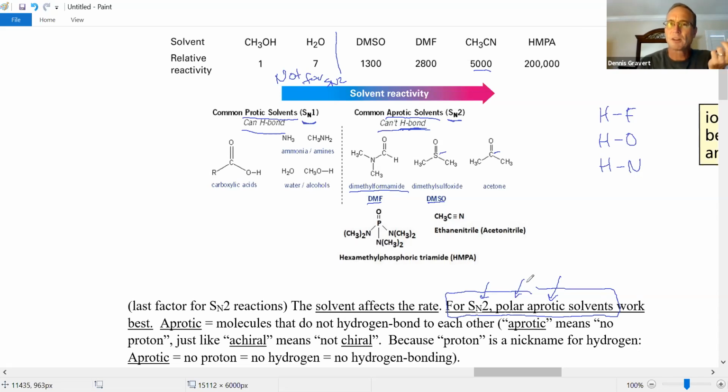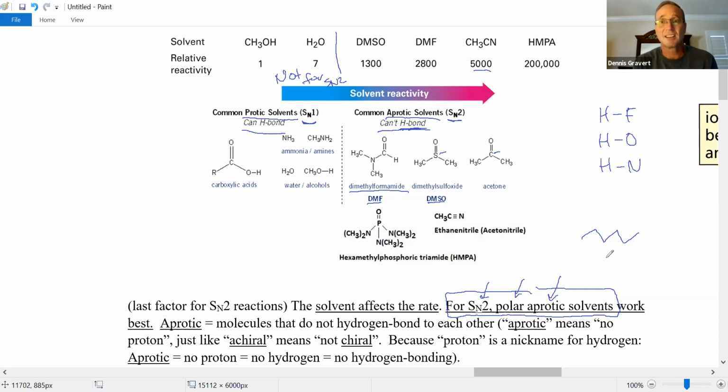Why does it have to be polar? Because we're using nucleophiles with lone pairs. That's going to be slightly negative. We might even be using anions as our nucleophile. They're definitely going to be polar. So you can't use a non-polar solvent. So like hexane, that's a component of gasoline.